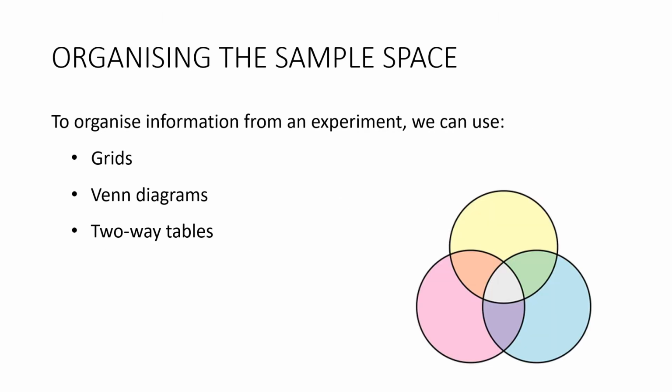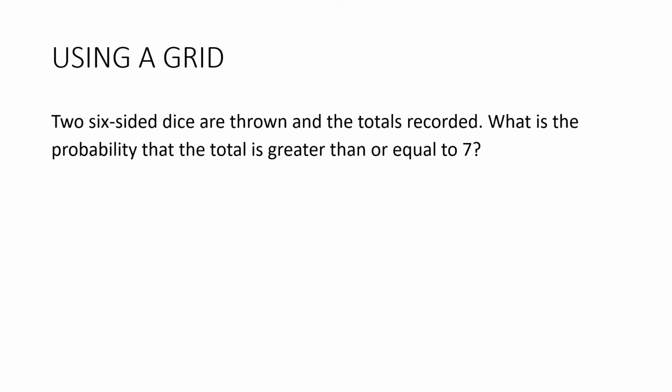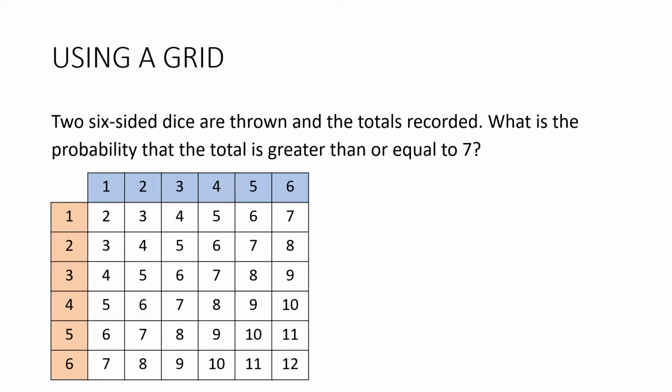Now there are a number of ways to organise the sample space, but we're going to specifically look at grids, Venn diagrams and two-way tables. Okay, we'll start off with using a grid. Two six-sided dice are thrown and the totals recorded. What is the probability that the total is greater than or equal to 7? So here's the grid, and we can see that we've got one die here, and the numbers 1, 2, 3, 4, 5, 6, and here's the second die. And inside here are all the totals.